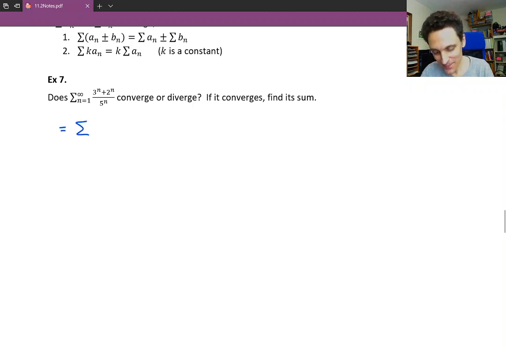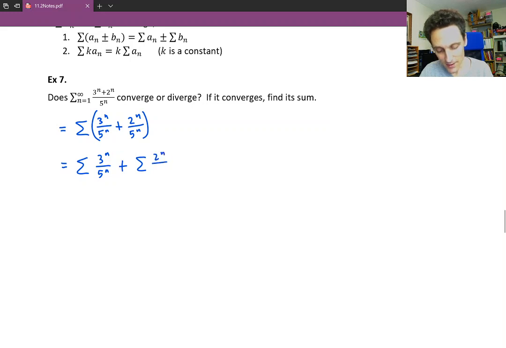Here we have the sum of 3 to the n plus 2 to the n all over 5 to the n. Now one thing we could do is break up the fraction into two little fractions. This is going to be 3 to the n over 5 to the n plus 2 to the n over 5 to the n. Now we can break this up into two separate series. This will be the sum of 3 to the n over 5 to the n, plus the sum of 2 to the n over 5 to the n.